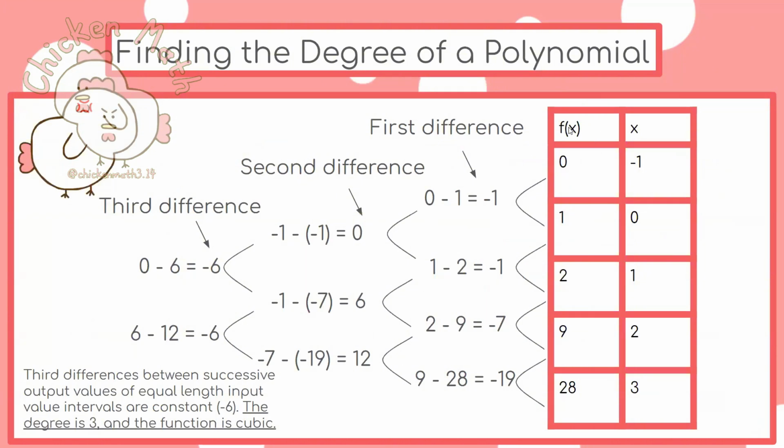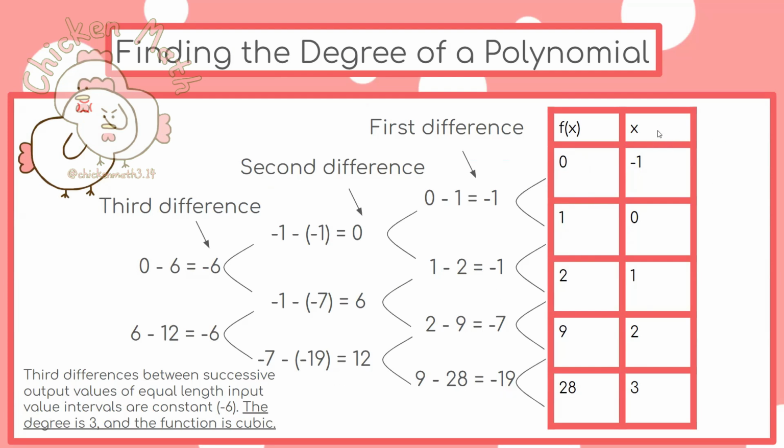Right here, we're given f of x's output values and corresponding input values. So first differences is just the differences between our successive output values. So we have 0, 1, 2, 9, 28. So just the differences between each. So 0 minus 1 would be negative 1. 1 minus 2 would be negative 1. 2 minus 9, negative 7. 9 minus 28 equals negative 19.